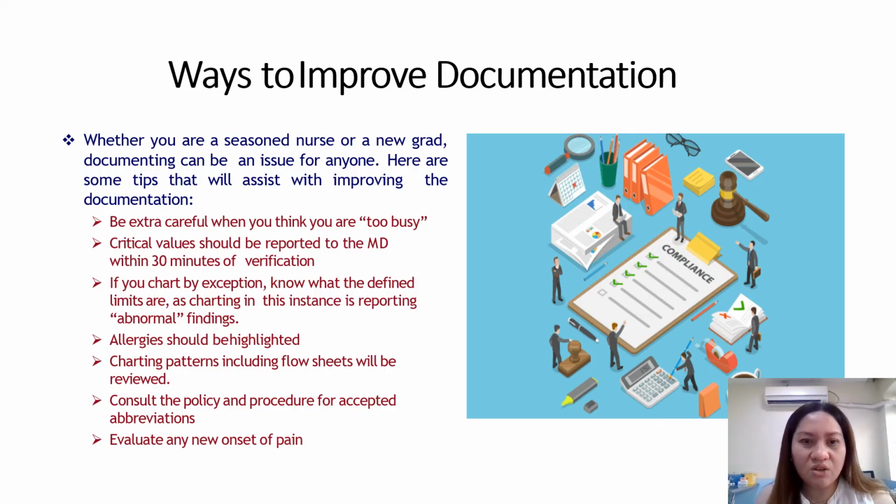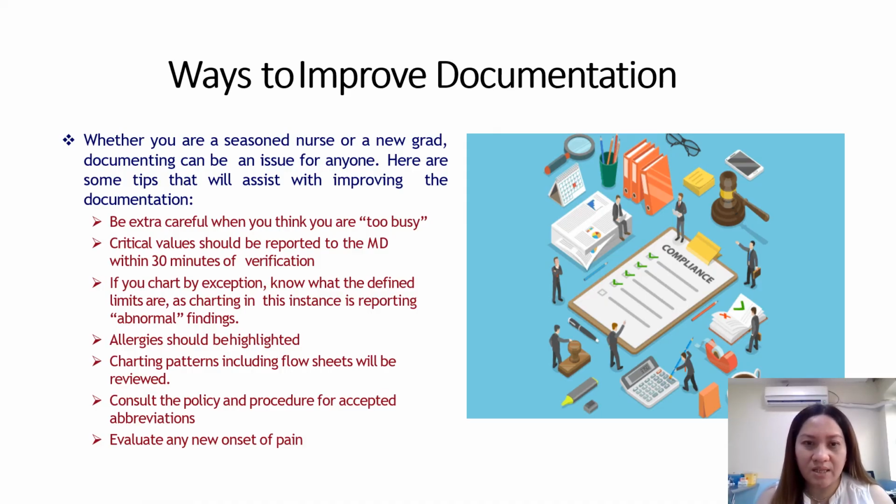Critical values should be reported to the doctor within 30 minutes of verification. What are critical values? Let's say, for example, a laboratory result, and the normal platelet count is 250,000 and above, and you have 30,000 platelets. So that's a very critical value. You have to inform your doctor within 30 minutes after verification, meaning you have to call the laboratory to confirm that is really the result before you call the doctor, so that there will be immediate intervention.